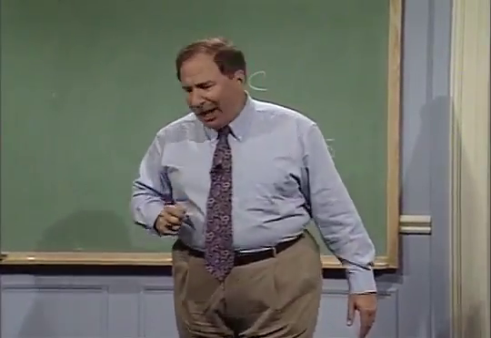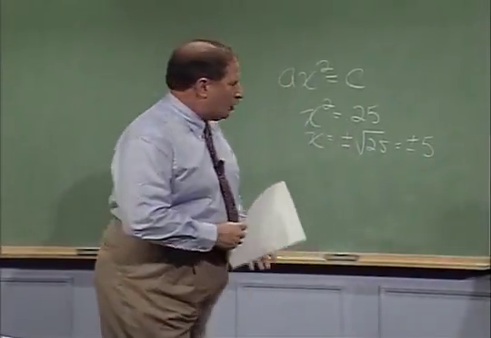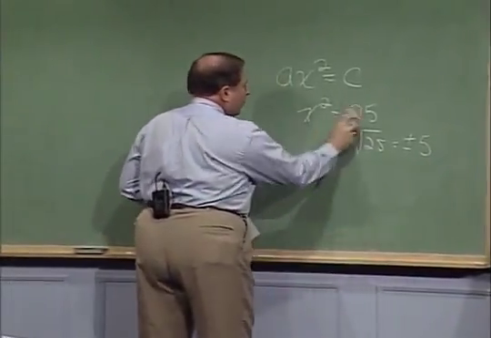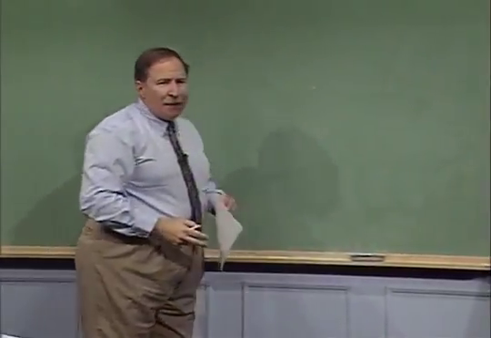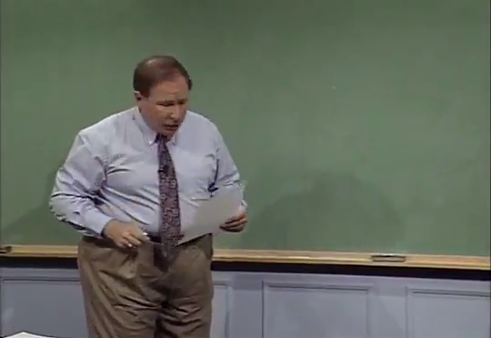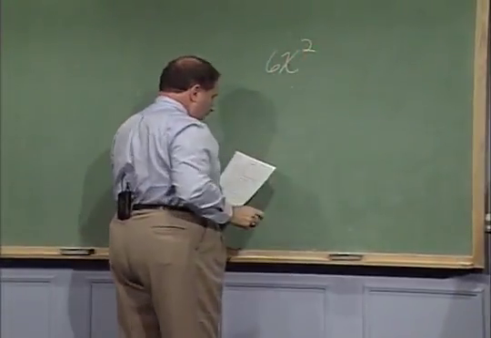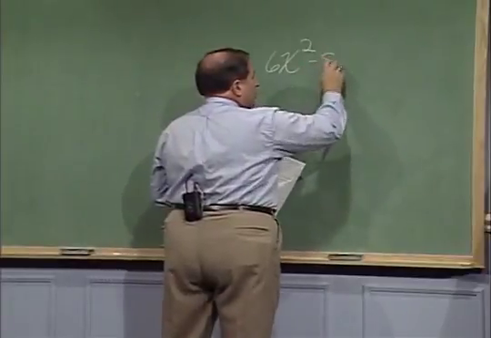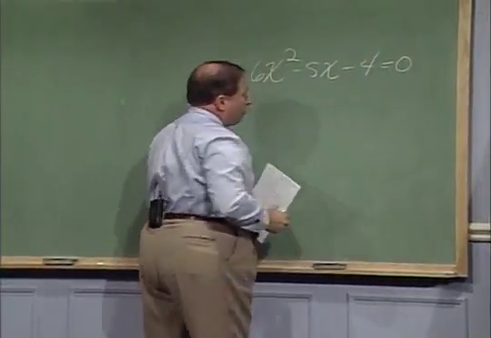Now, let's take a look at another example here. This one may be a little more difficult, a little more challenging. Let's erase this easy one over here. It's of the same type where we're going to wind up factoring, and it's the factoring that may take a little more effort. So, for example, here is this equation, 6x squared minus 5x minus 4 equals 0.